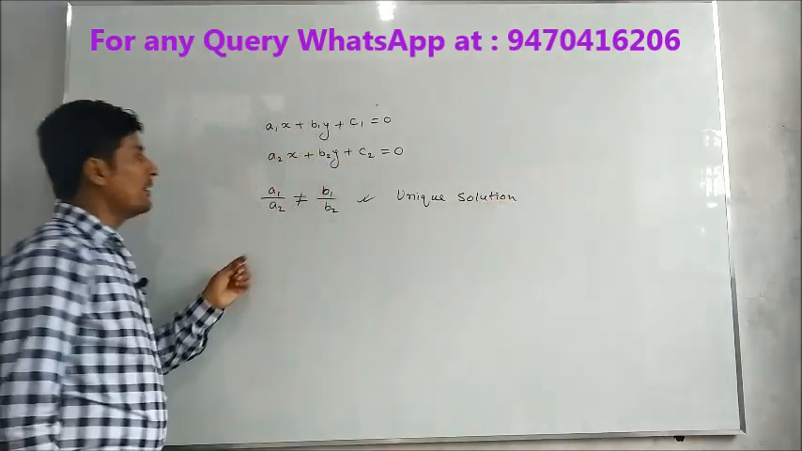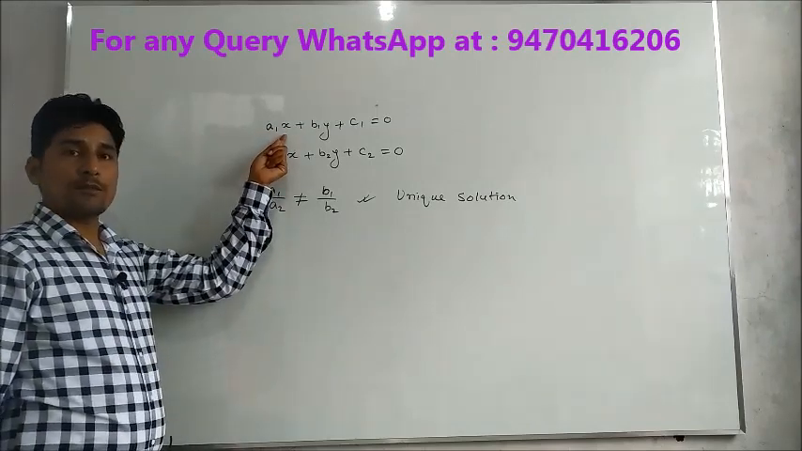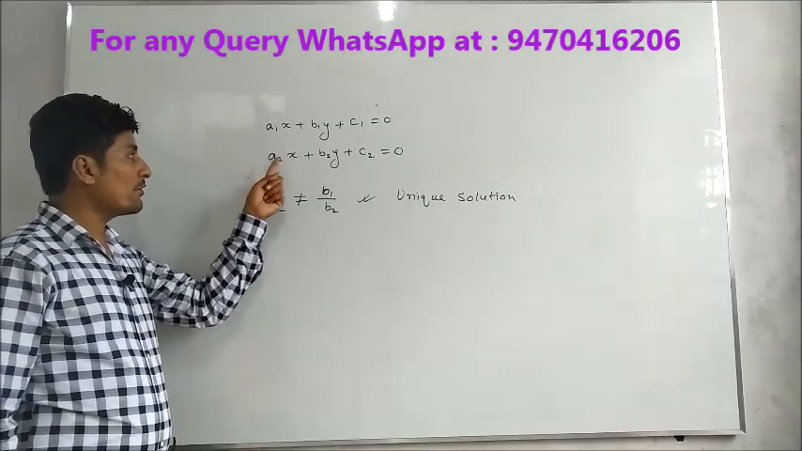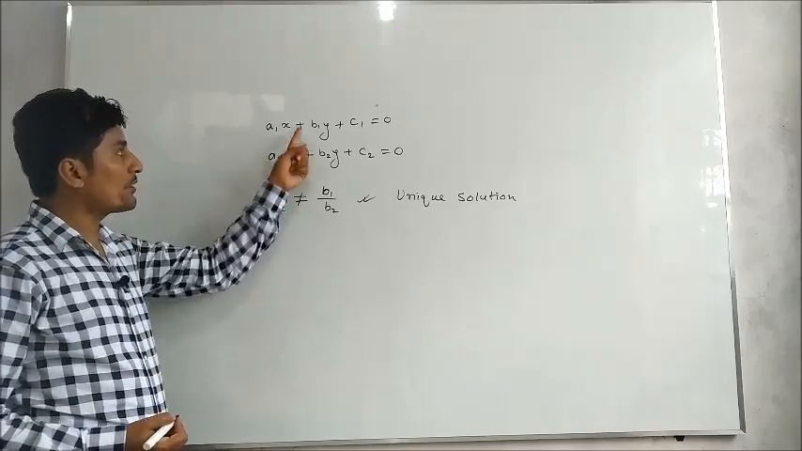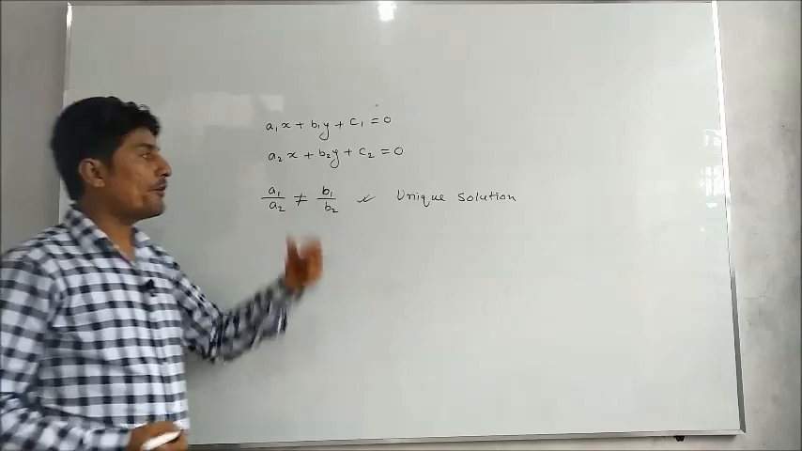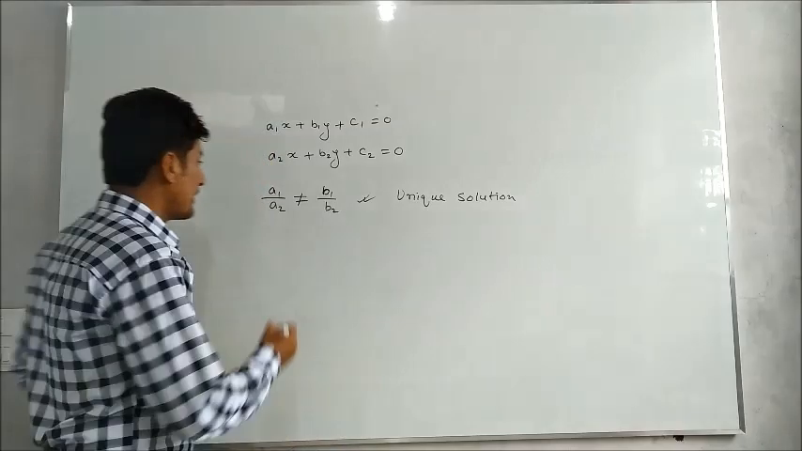Once again I am repeating here. a1 is the coefficient of x from the very first equation, a2 is the coefficient of x from the second equation. If a1 upon a2 is not equal to b1 upon b2, then this type of system of linear equations will have the unique solution. Second case, let us see here.